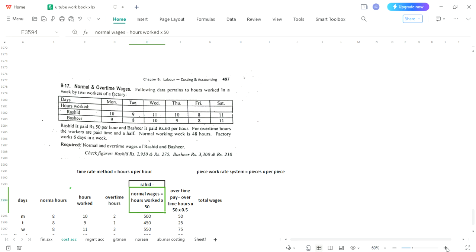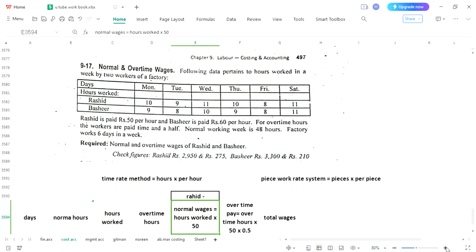This was your 9.17 and it has been completed. We have introduced two methods, and I am very sure you have followed and enjoyed the question.